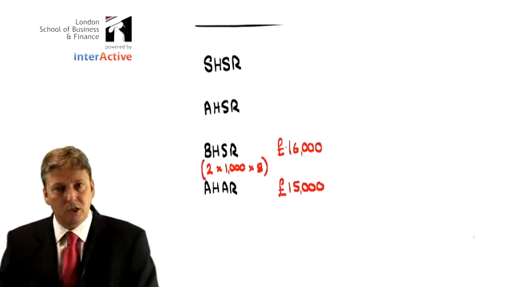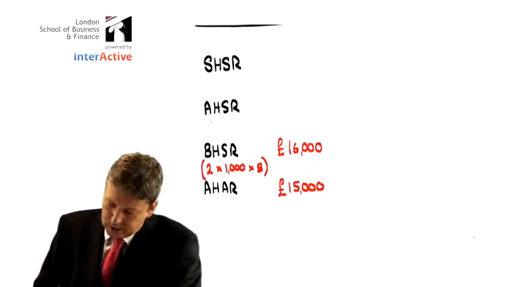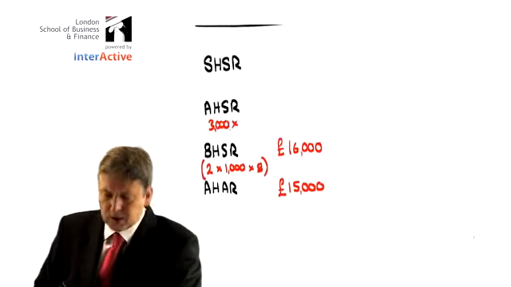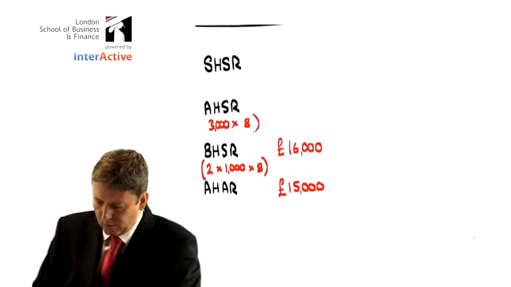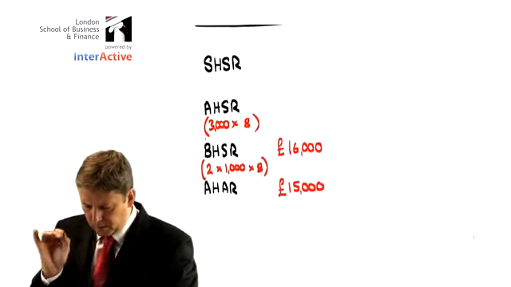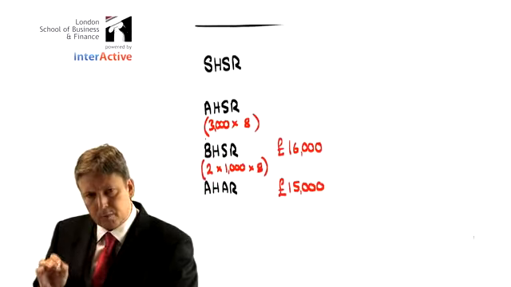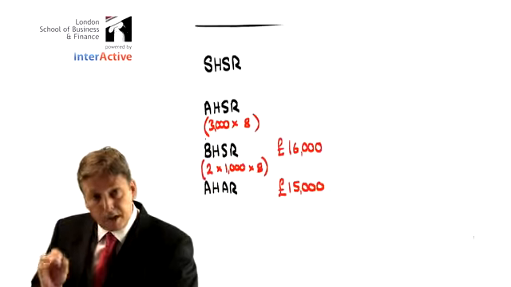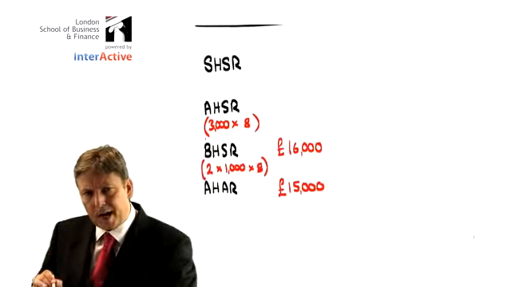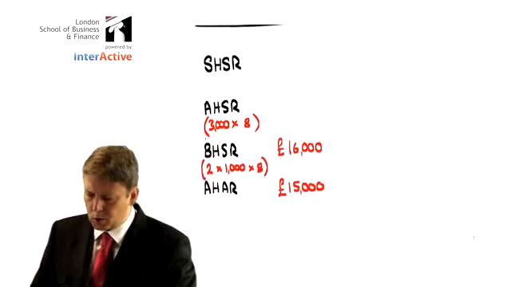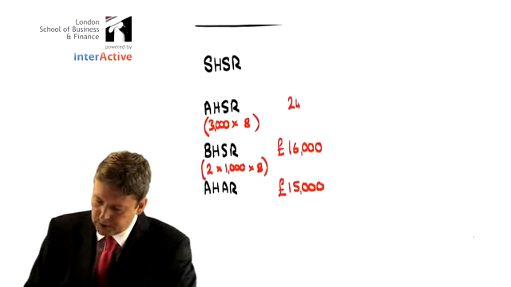Then we need our actual hours. Actual hours at standard rate. The actual hours were 3,000. The standard rate was 8. Wow. So we worked far more hours than we originally budgeted. An interesting point here, is that good or bad? Well, we'll come back and talk about it in a moment. 24,000.